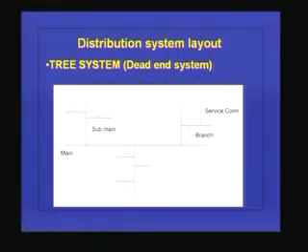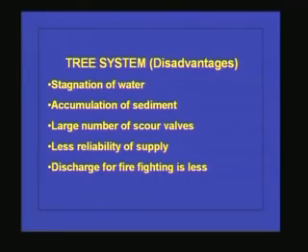And if you look at the layout here, let us say this particular line breaks. If the line here breaks, then this area and all the areas that I am showing here will not be getting water. So you don't have much reliability of water supply in case of breakdowns if you go for a tree type of system. Another disadvantage is that discharge for firefighting could be less in the tail end areas if you go for a tree type of system.